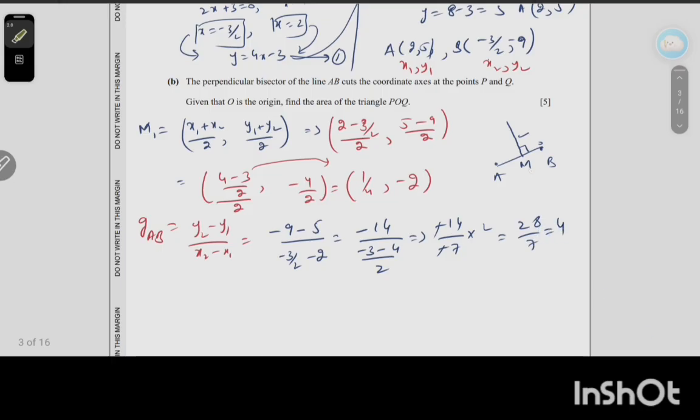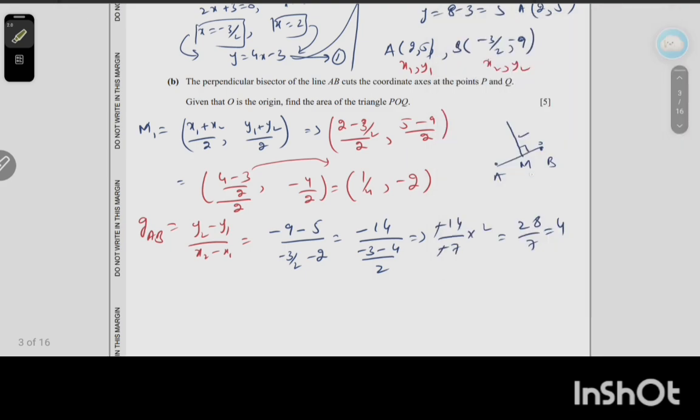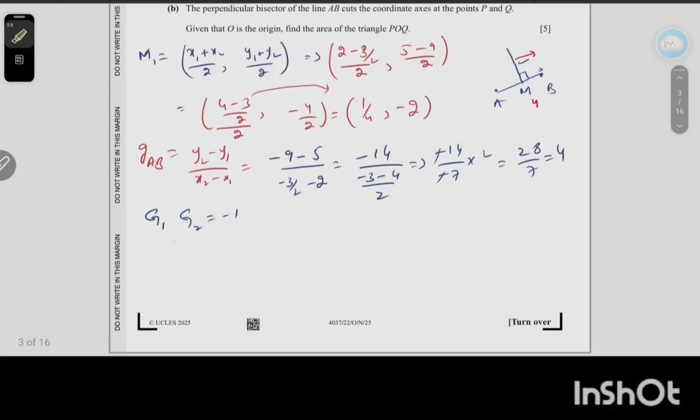So this is the gradient of AB. And how do we find the gradient of the perpendicular? It's a very simple thing: we use the fact that the product of gradient 1 and gradient 2 is minus 1. If we find the gradient of this line, minus 1 by 2 is 4, we get minus 1 by 4. Okay, now we have to apply the formula y minus y1 equals m into x minus x1.